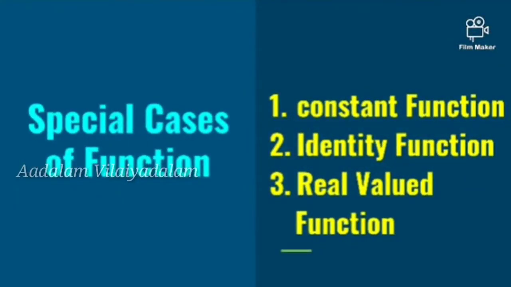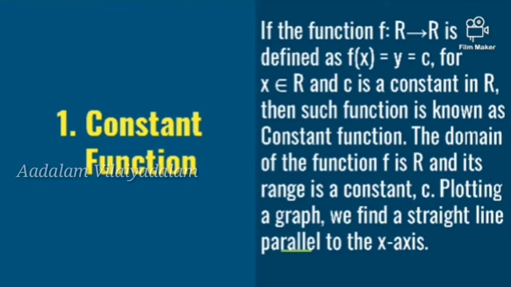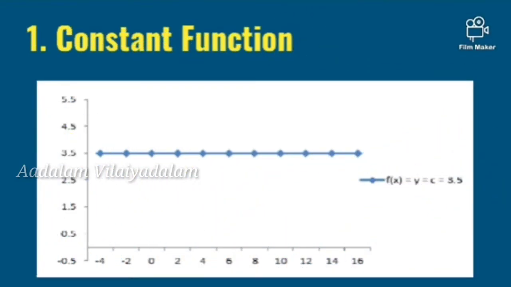Let us also see some special cases of function. The first is constant function, the second is identity function, the third is real valued function. What is constant function? If the function f: R → R is defined as f(x) = y = c for x ∈ R and c is a constant in R, then such a function is known as constant function. The domain of f is R and its range is the constant c. Plotting a graph, we find a straight line parallel to the x-axis.